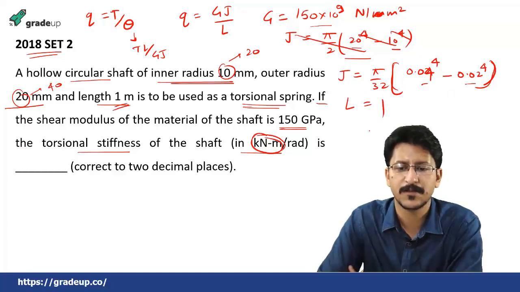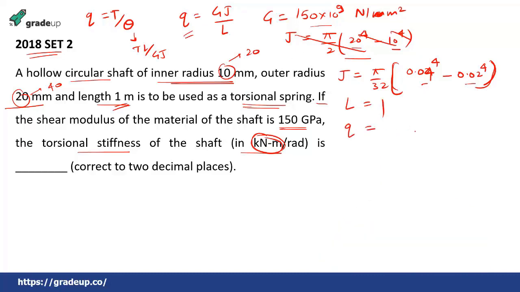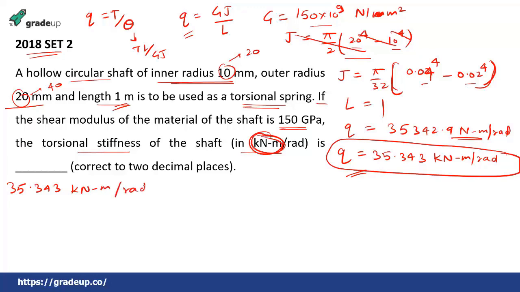So simply substituting the values from here, you will get the value of Q, or the torsional stiffness, as 35342.9 Newton meter per radian. But this is not asked in Newton meter, this is asked in kilonewton meter, so divide this value by 1000, and we will get 35.343 kilonewton meter per radian. So the correct answer for this is 35.343 kilonewton meter per radian.